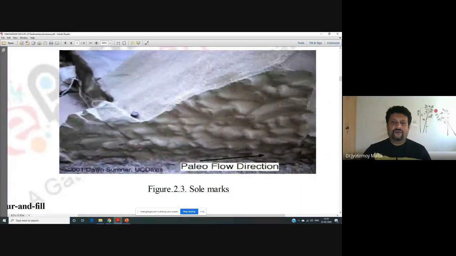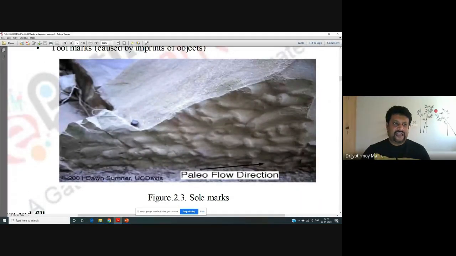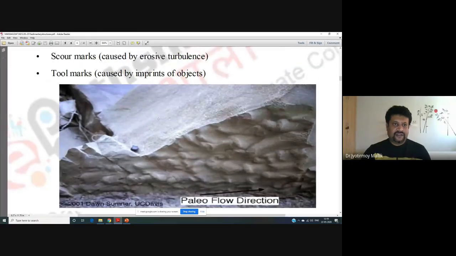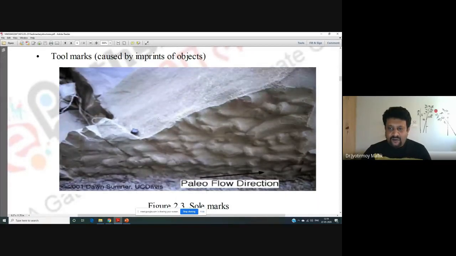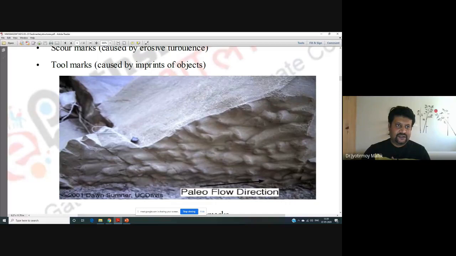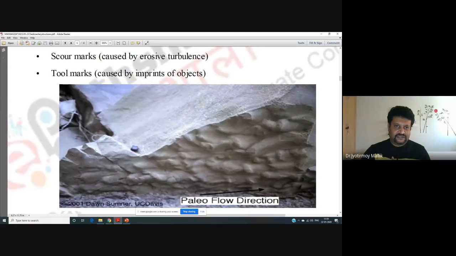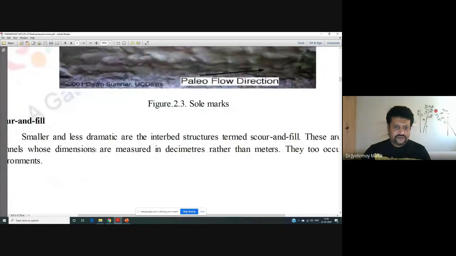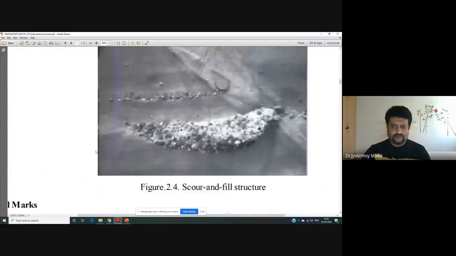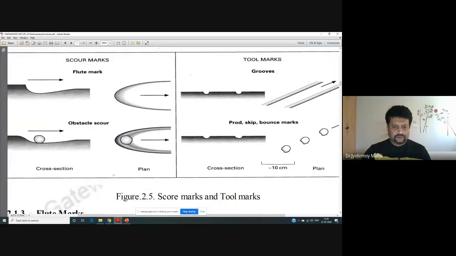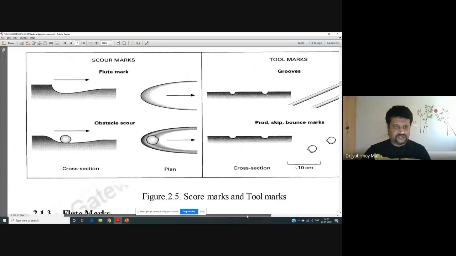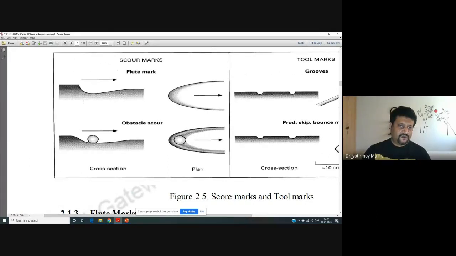Now, similarly, we also observe things like scour marks, and scour marks are essentially formed. So this is a typical picture of the cast of a scour mark. What is a cast of a scour mark? I will just explain to you. Say for example, this is a beautiful picture of a scour mark, the way it is being formed.